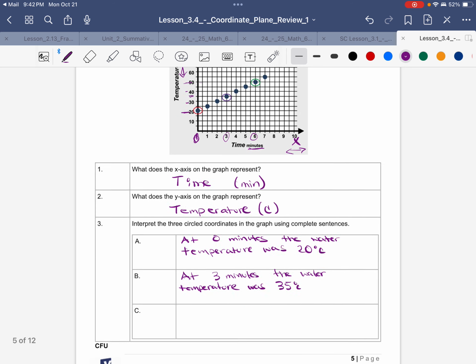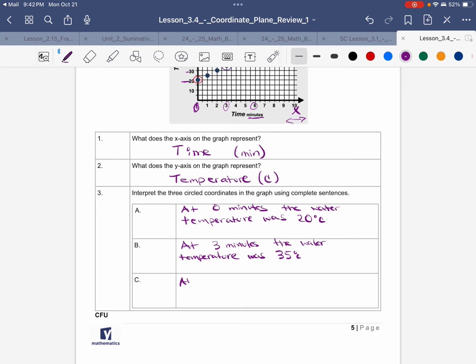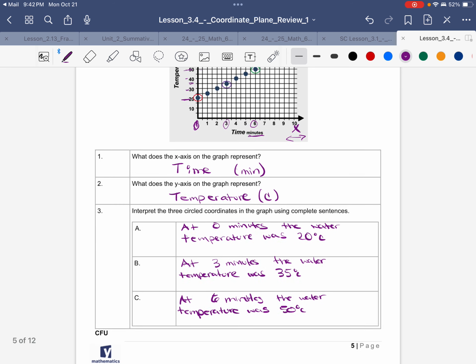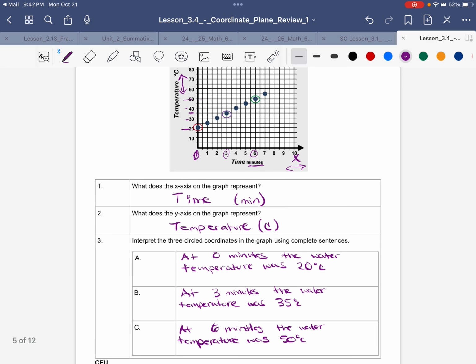And then the last one, we were at 6 minutes and we came up here to 50. So at 6 minutes, whoops, spelled that wrong. The water temperature was 50 degrees Celsius. There you go. That's kind of how you interpret that graph using the units and the x and y axis.